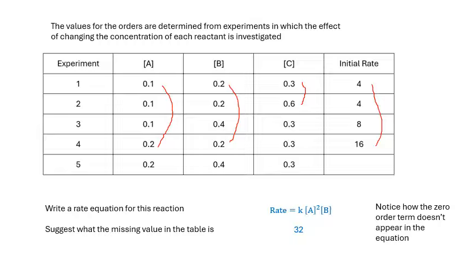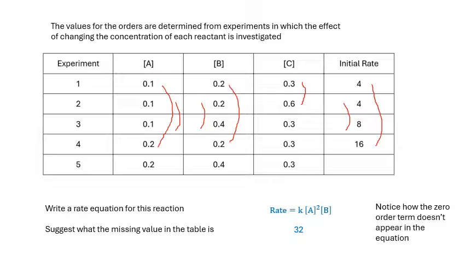What about B? Well, C doesn't matter. If we look at columns 2 and 3, for example, the concentration of A stays the same. If we double the concentration of B, then the rate doubles. And that suggests that the rate is proportional to the concentration of B. So that's first order. So my rate is K times A squared B, concentration of A squared times concentration of B.